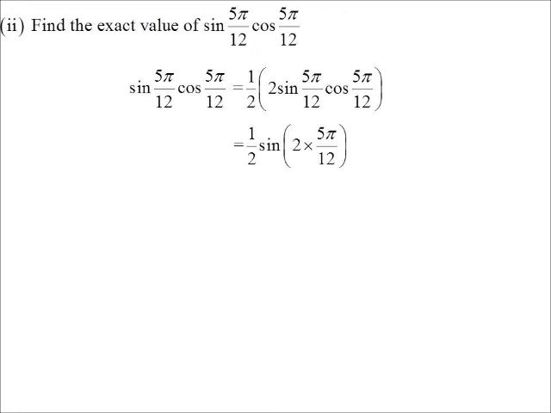Double 5 pi on 12, so sine of double 5 pi on 12, but that turns into an exact one, 5 pi on 6. 5 pi on 6, so the acute angle is 30 degrees. We're in the second quadrant, aren't we, 5 pi on 6? Sine's positive. Sine of 30 is a half, so half times a half, we get a quarter. Certainly a lot quicker than trying to work out what sine 5 pi on 12 and cos 5 pi on 12 are, and then multiplying those two together.